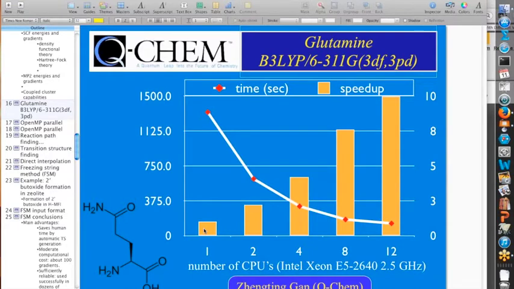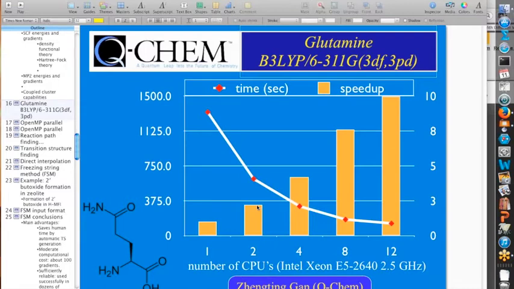The bars are the corresponding speed-ups. If you look carefully at this, you'll see that the speed-up for two CPUs is, in fact, theoretically impossible. It's greater than 2. The point is that Zhengting did such a great job of reworking our integral code to be OpenMP parallel that what you see here are improvements to the scalar code. What I'm showing you for one CPU is our old version 4.0 scalar code, and for two CPUs you're then looking at a factor of almost 2.5 speed-up, because we've retuned the algorithms as well as added parallel capabilities.